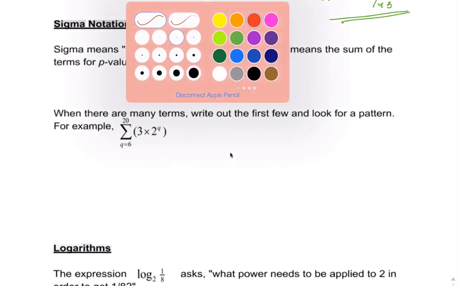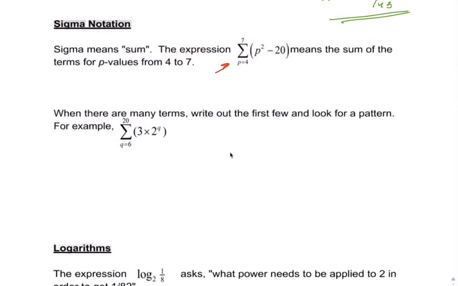Summation notation. This sigma right here just means sum. All that really means is they want you to start here and plug these values in until you reach the top number. So for example, here it would be 4 squared minus 20. And then we're going to do 5 squared minus 20. And we'll do 6 squared minus 20. And then we'll do 7 squared minus 20.